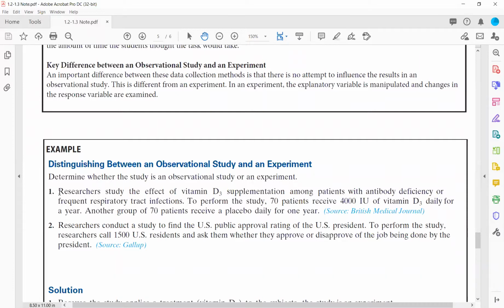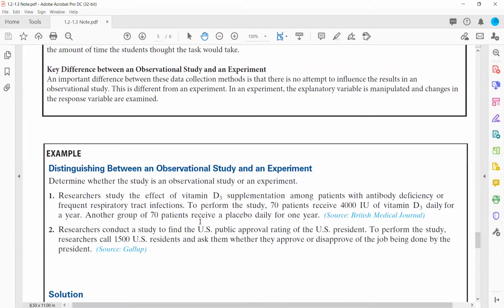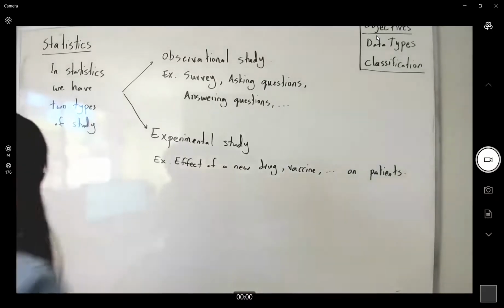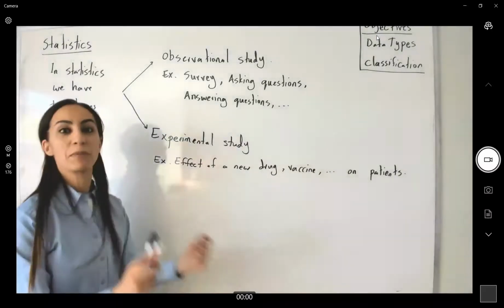So in this example, we have one, researchers studied the effect of vitamin D3 supplementation among patients with antibody deficiency or frequent respiratory tract infections. So we have some patients. To perform the study, 70 patients received 4,000 IU of vitamin D3 daily for 1 year. Another group of 70 patients received a placebo daily for 1 year. In your view, is this an observational study or is this an experimental study? So this is an example of experimental study.